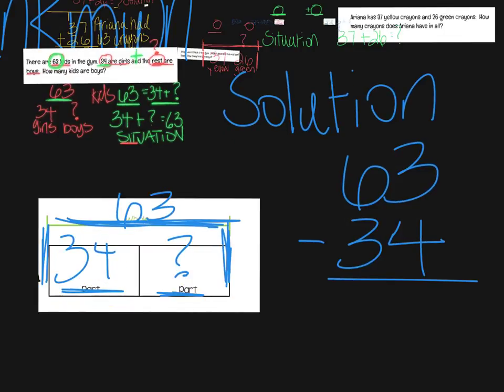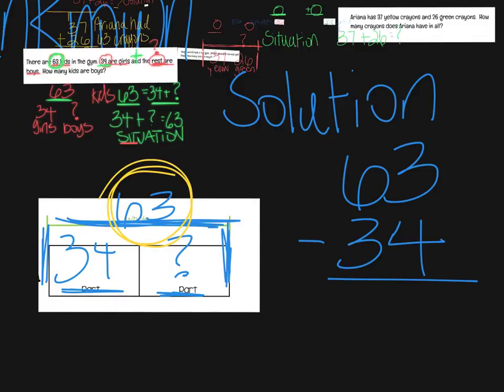For me to subtract, where do I have to start? Excellent, in the ones place. Always start in the ones place. And I know when I'm subtracting, I always have to start with the bigger number on top. So 63 is a greater number, so I wrote 63 minus 34. Starting in my ones place, I have 3 minus 4. Can I do 3 minus 4? Can I subtract like that? No, absolutely not.